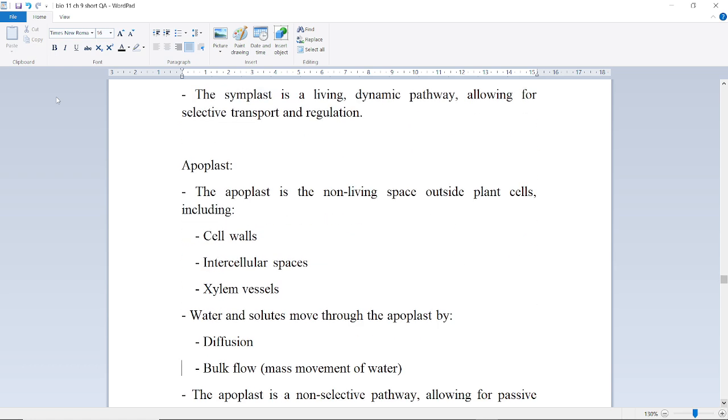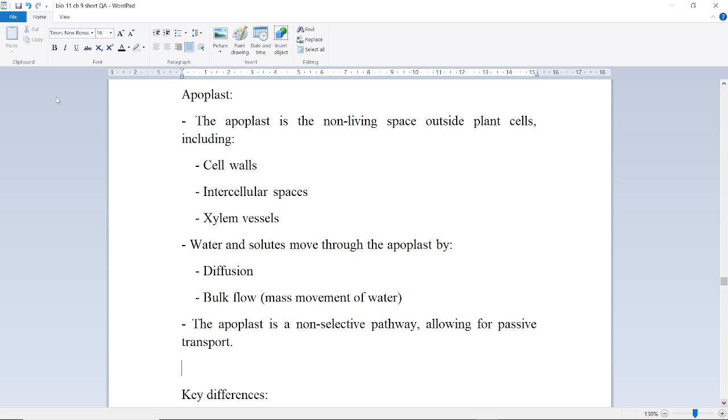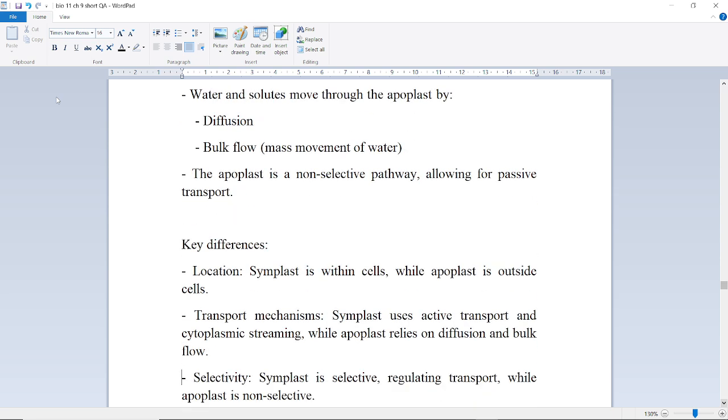Next is apoplast. The apoplast is the non-living space outside plant cells, including cell wall, intercellular space, and xylem vessels. Water and solutes move through apoplast by diffusion and bulk flow. The apoplast is a non-selective pathway allowing for passive transport. Key differences between these two.